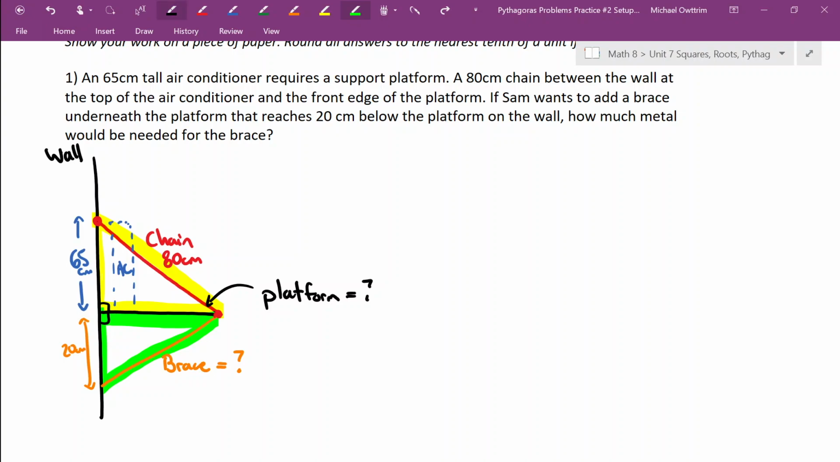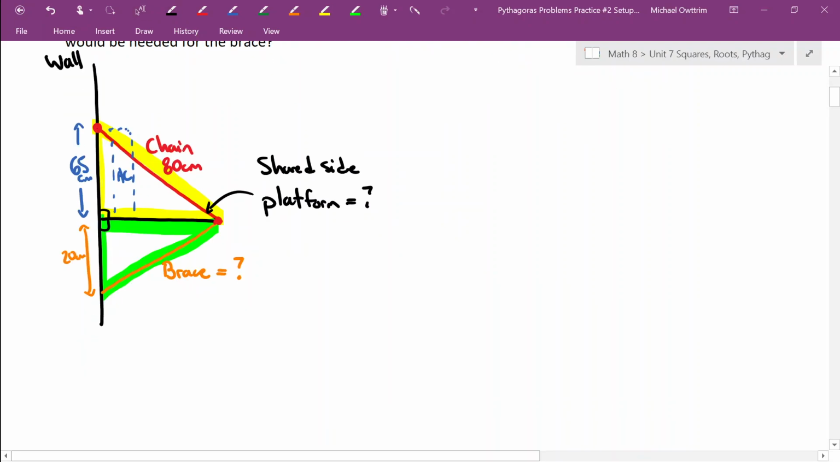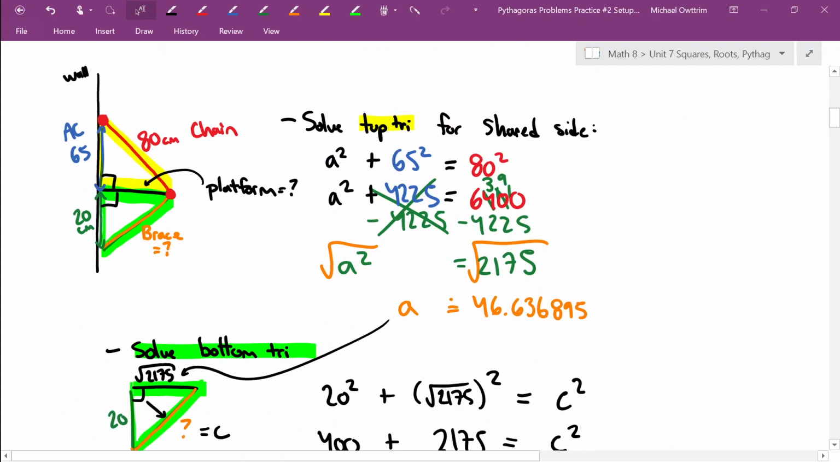However, we do have a shared side, which is our platform. And so we can solve the top triangle for the width of the platform, and use that width in the bottom triangle to solve for the length of that brace. And so here's quickly what that might look like.